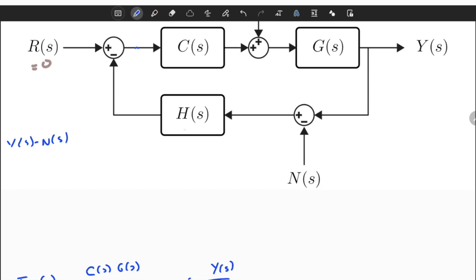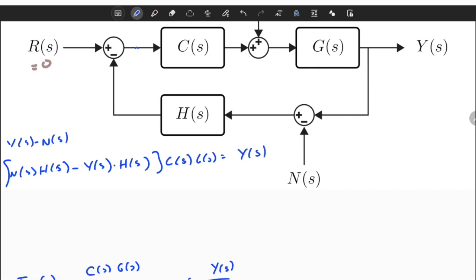We know that this multiplied with h multiplied by minus, it's equal to n of s times h of s minus y of s times h of s. Okay, it's the signal. If I multiply this with c and g, I will obtain y again. If I multiply this with c of s, g of s, I will obtain y of s.